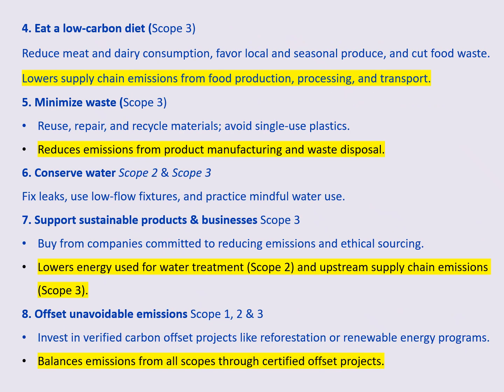So eat a low carbon diet. By eating food also you emit carbon dioxide. Yes, we are emitting it. Reduce meat and dairy consumption. Favor local and seasonal produce. Why? Transport emission and supply chain emission will get reduced. Scope 3 will get reduced if you use local food. Cut food waste. Don't waste your food. So lower supply chain emission from food production, processing and transportation.